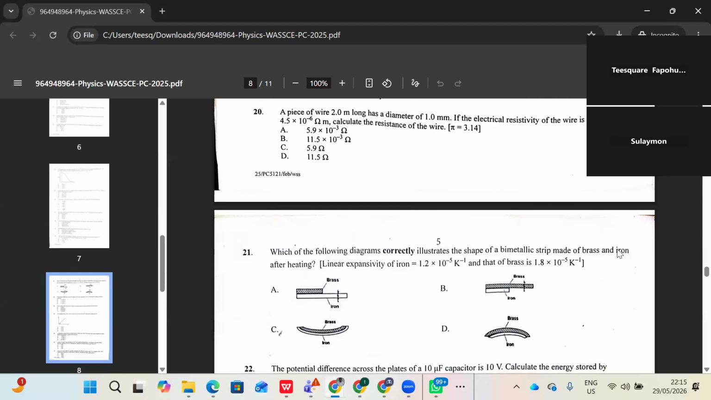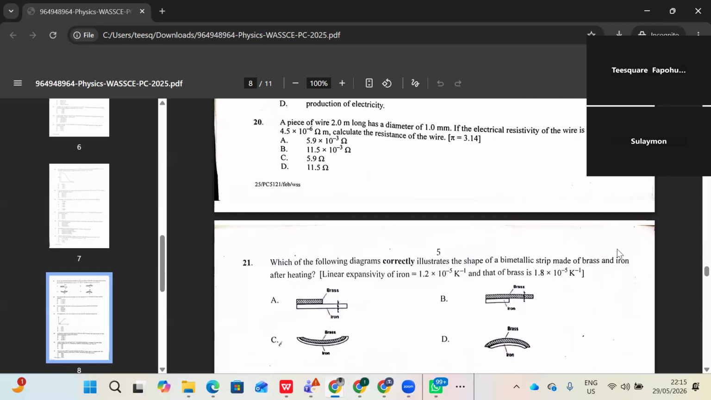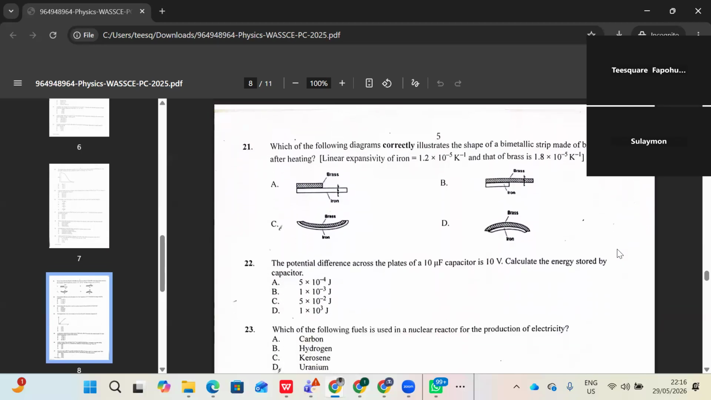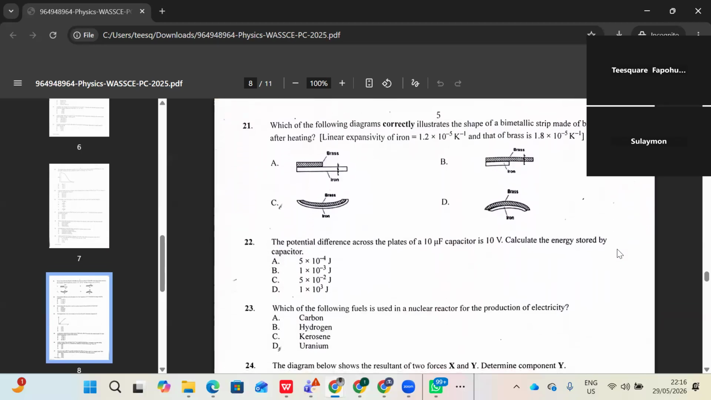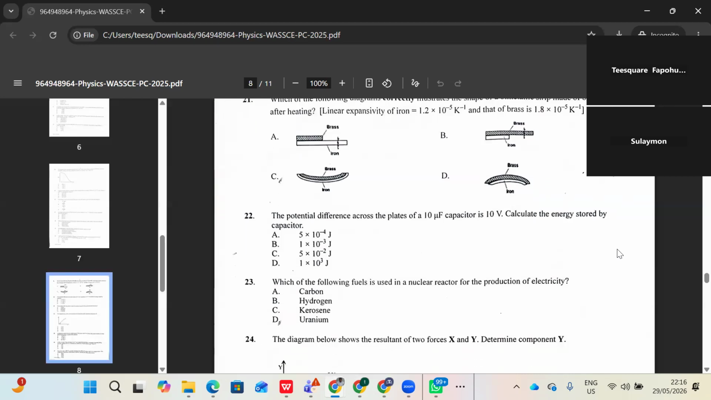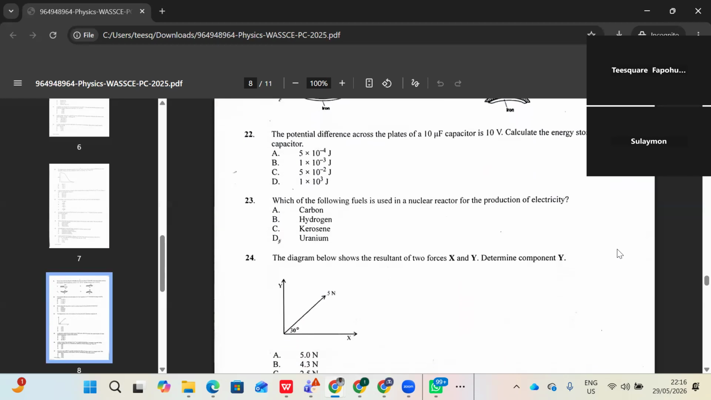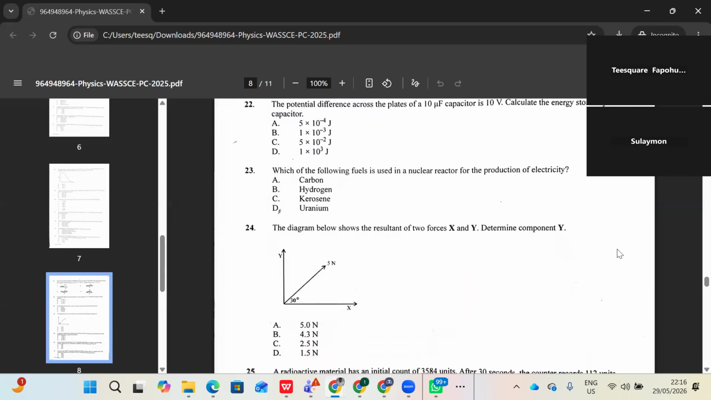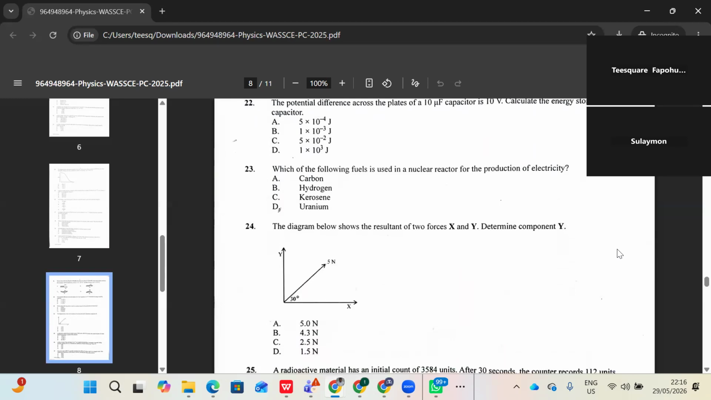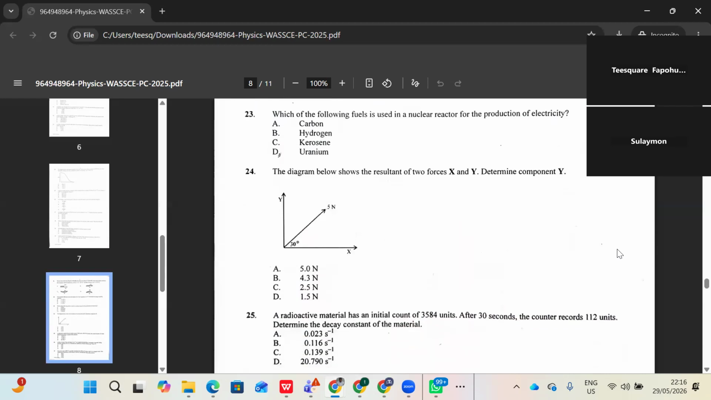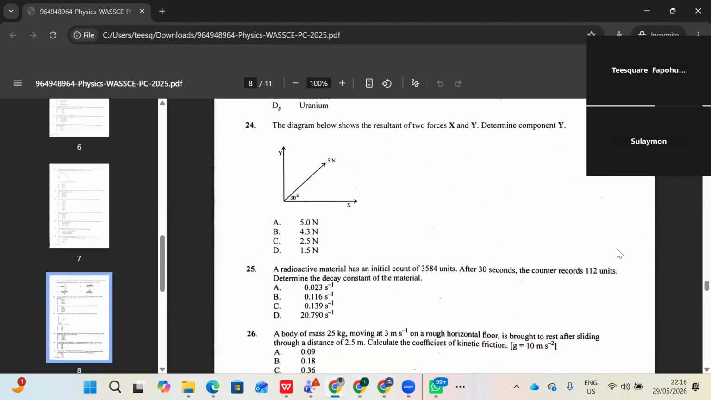Then you have resistivity, resistance, Ohm's law, and all that. You expect that in electricity and magnetism. Then you see questions on bimetallic strips, that's linear expansivity. Now you have question 22 on capacitors, or capacitance of the capacitor, and you move onto nuclear reactor again. It means that you must be all round in physics, not just knowing some particular part of physics and leaving the other ones behind.